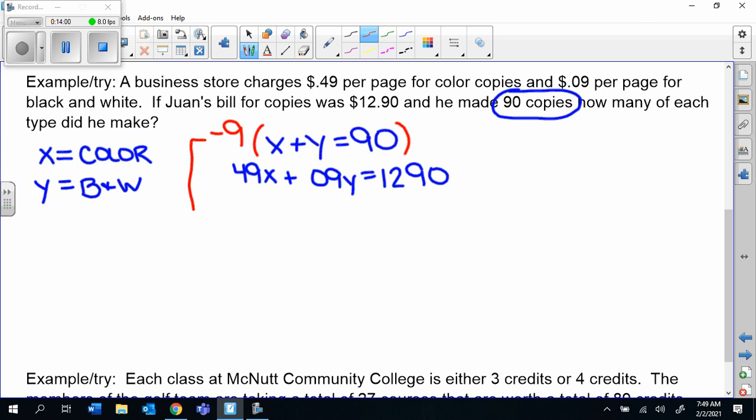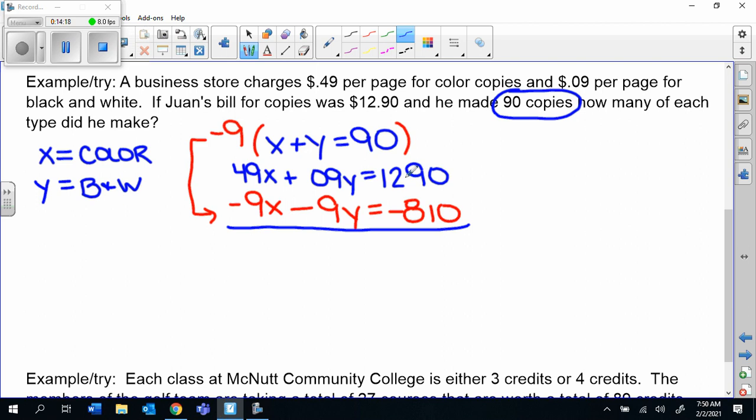And that is going to give me, and I'm going to write it right underneath. So negative 9x minus 9y equals minus 810. Draw my line. Add my column straight down. 49x take away 9x is 40x. My 9's drop out. 1290 take away 810 is 480.